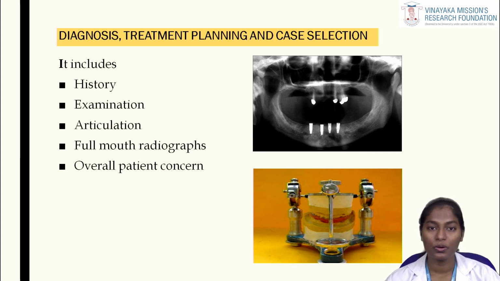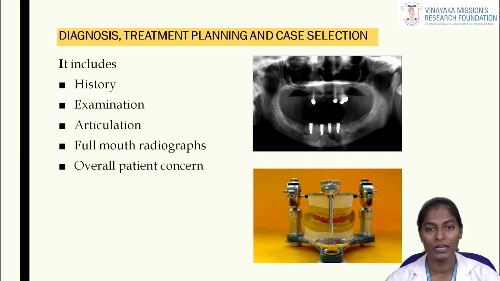It is wise to have a diagnostic mounting before proceeding with your overdenture treatment, because the diagnostic mounting shows how much interocclusal space is available for the overdenture treatment. If it is less, we won't be able to proceed with the treatment. If it is excessively more also, we can't proceed with it. So it is always better to have a diagnostic mounting before proceeding with the treatment, followed by full mouth radiographs and also IOPAs of the individual abutment teeth.